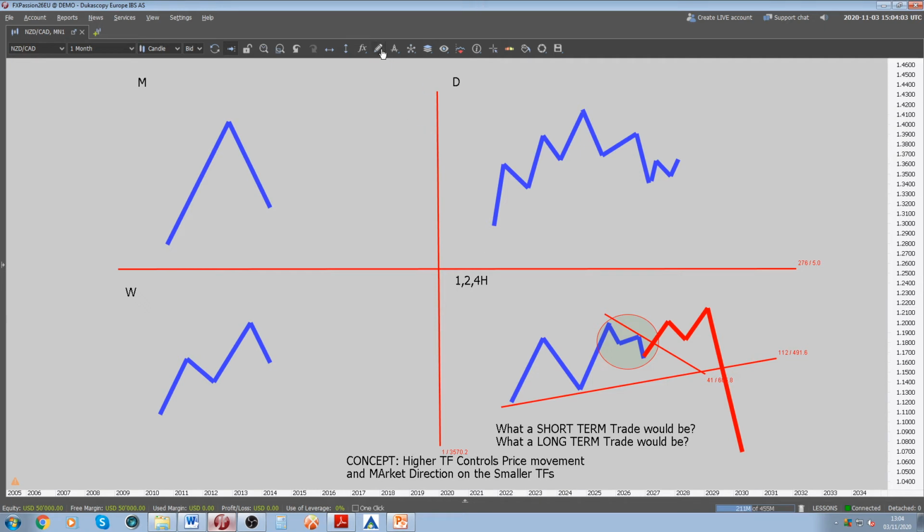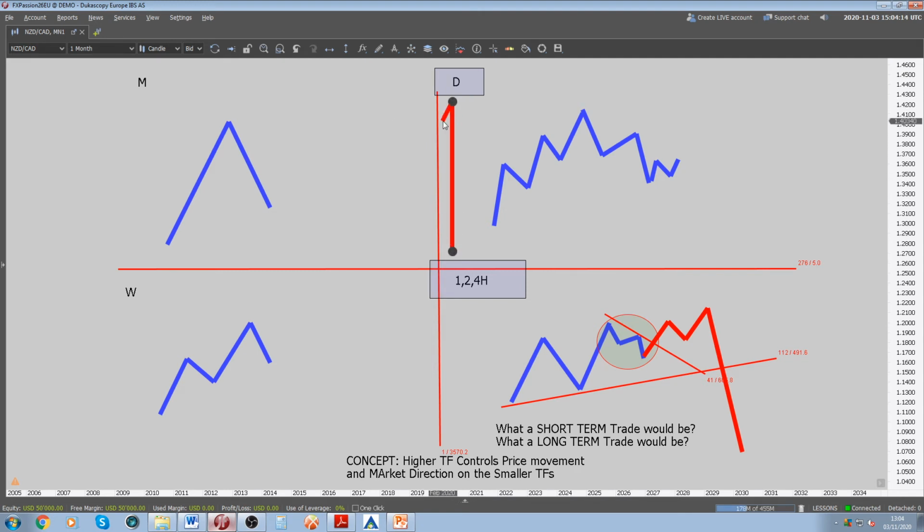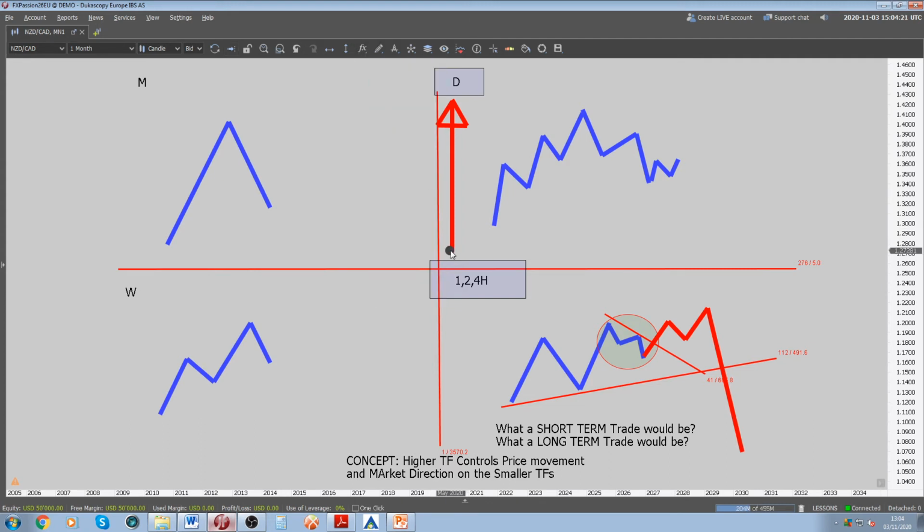And for the intraday, remember that 1 hour, 2 hour, 4 hour time frame and the daily is just an example. Could be the daily, could be the 1 hour, 2 hour, 4 hour chart, and your intraday trading time frame could be the 15-minute chart or the 30-minute chart. It's a concept that the higher time frame controls price movement and market direction on the smaller time frames.